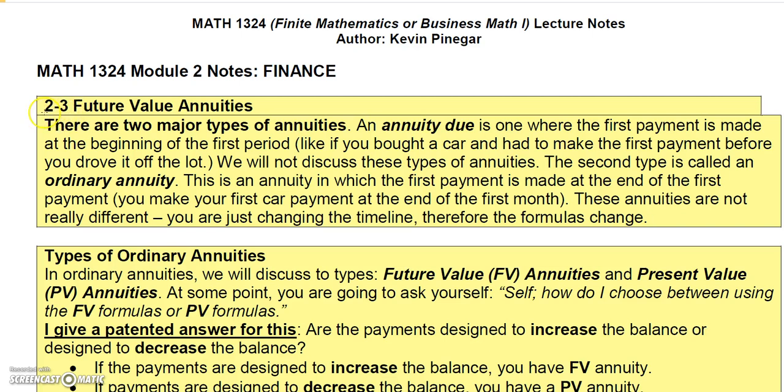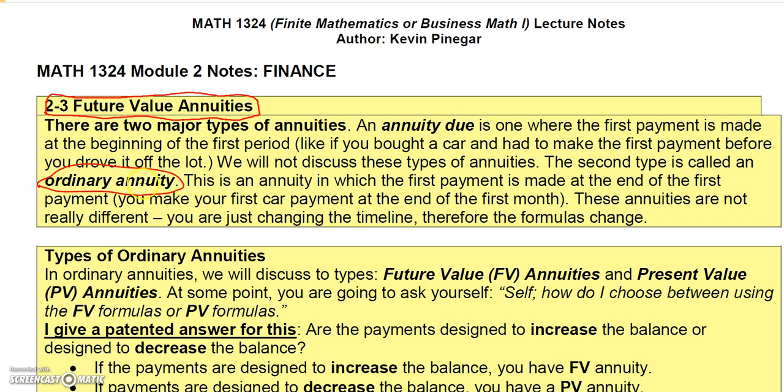Here we're going to talk about annuities. We're going to actually talk about future value annuities. I don't want you to get too lost in this part, but there's something called an annuity due, and we're not going to talk about that. There's another annuity called an ordinary annuity, and that's what we're going to talk about.